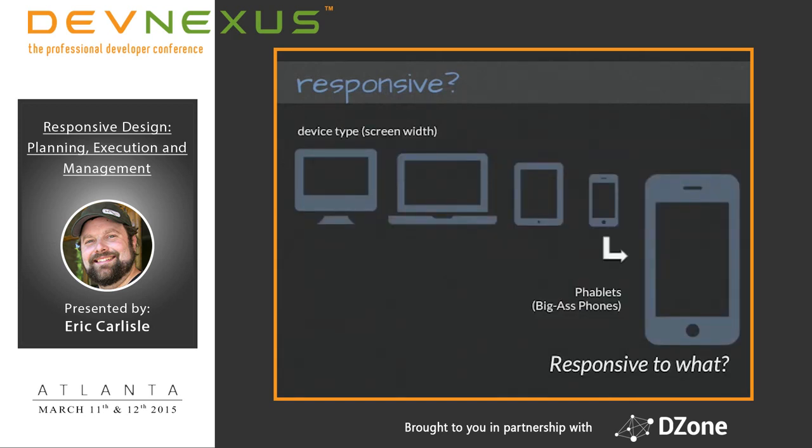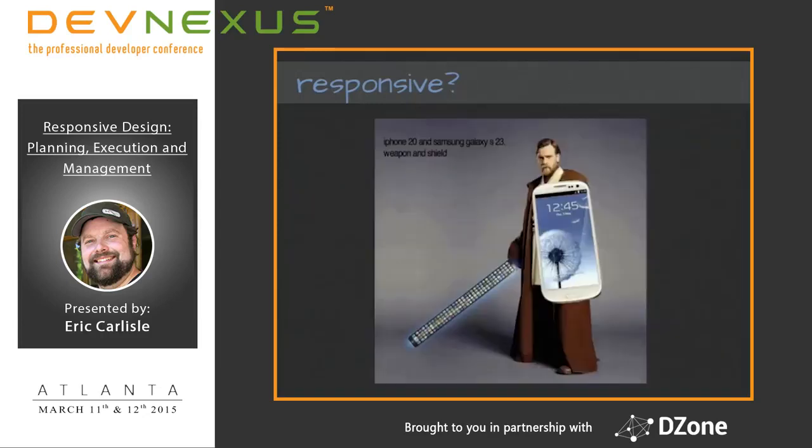Then we have phablets, big phones. I'm at iPhone 5 right now. I'm wondering if I'm going to get a 6 Plus. Wondering if I have any pants with this in the pocket. Interesting thing about phablets is, well, I'll mention that in just a second.